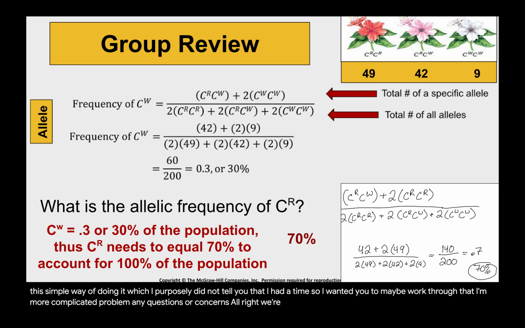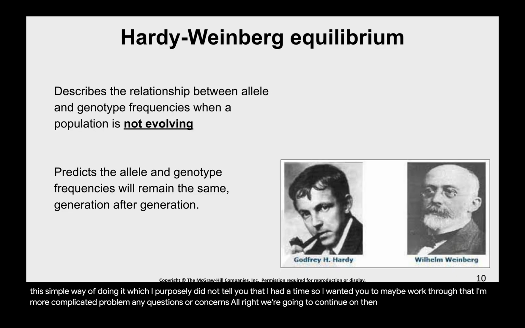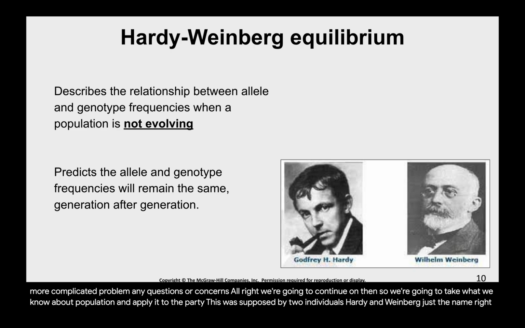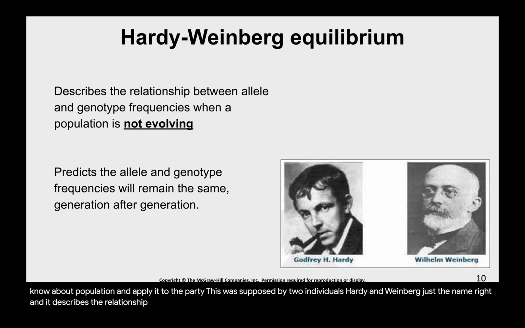All right, we're going to continue on then. So we're going to take what we know about population genetics and apply it to the Hardy-Weinberg equilibrium. This was proposed by two individuals, Hardy and Weinberg, and it describes the relationship between alleles in a population that is not evolving. Not evolving being the key here.